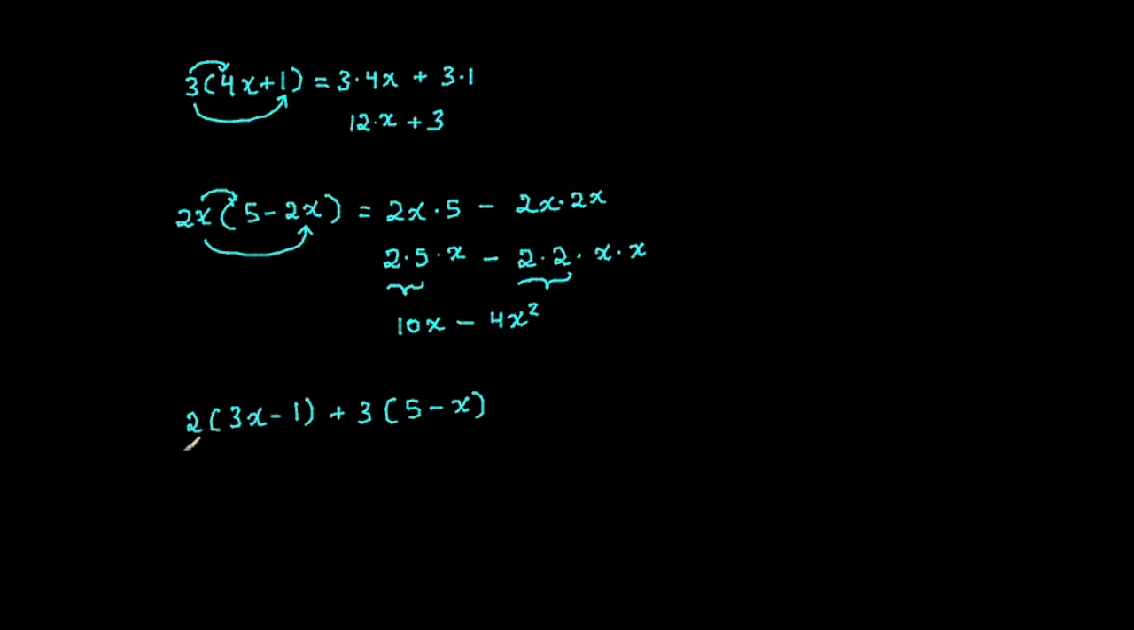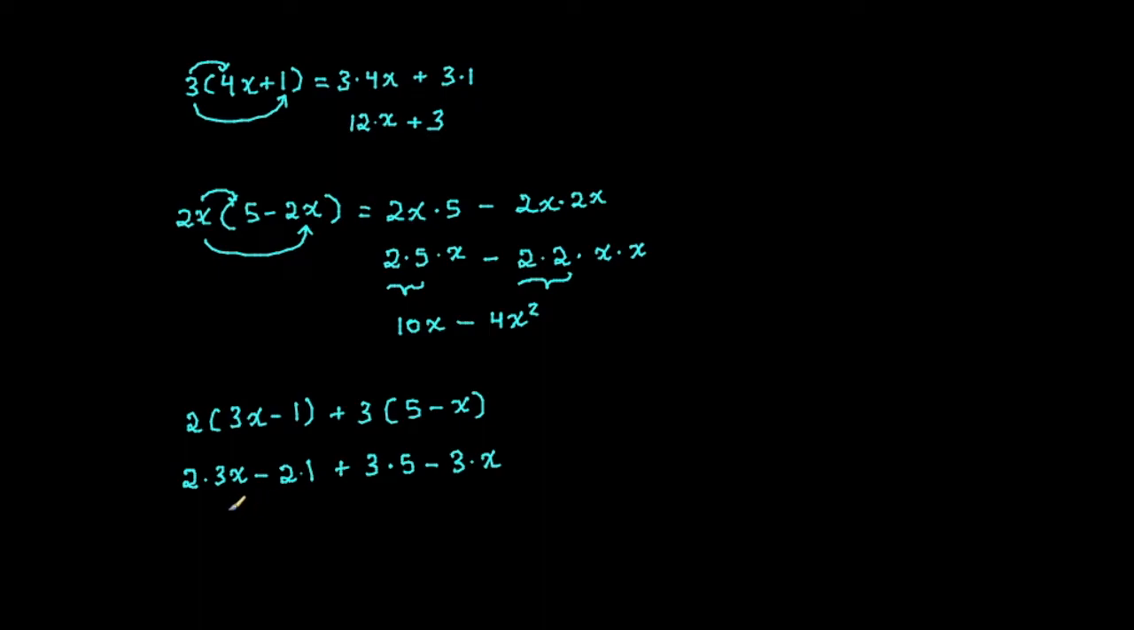So hopefully you tried it. As you can see, there are a couple of things. There are 2 things we need to distribute here. There's this part, and then there's this part as well. So we're going to multiply 2. So again, we're just going to use the distributive law here, and then the distributive law here again. So this first part is 2 times 3x. There's a minus sign, so we just keep it. 2 times 1. Okay, plus 3 times 5. Again, there is a minus sign, so minus 3 times x.